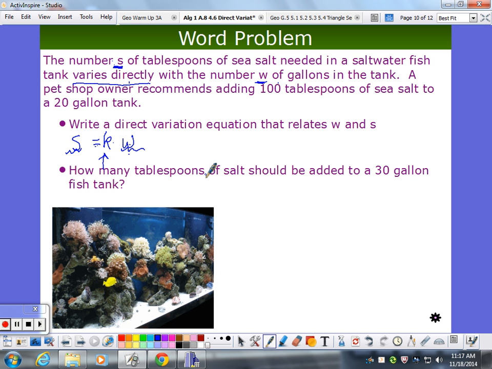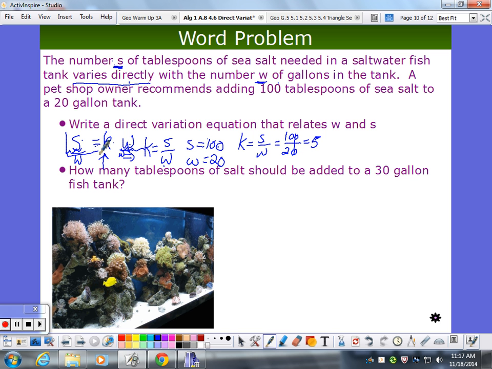Now they will give you an example of this. So let's see, 100 tablespoons of salt. So when S is 100, what's W? 20. So what I can do now is solve this for K, and I get K equals S over W. How do I get that? Divide both sides by W. So if K is S over W, what is that? 100 over 20. That goes away, that's a 5, right? My constant of variation is 5.